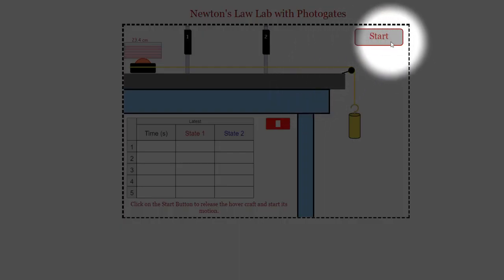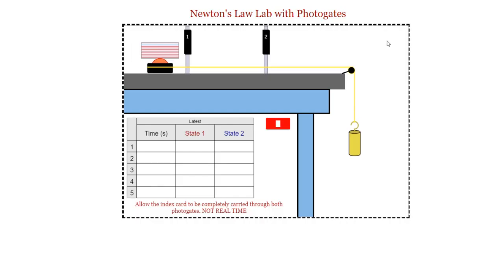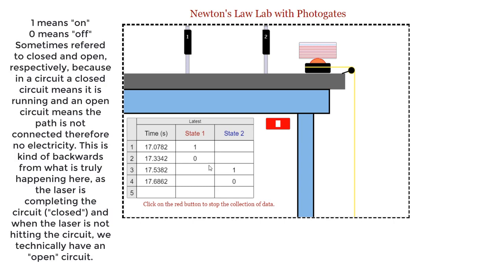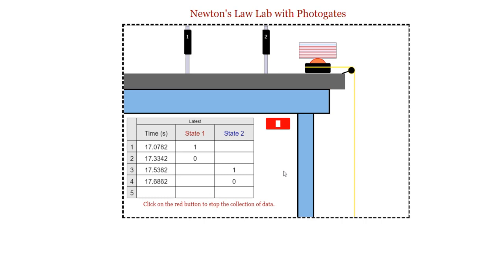Now you're going to press start, and when you do that, you're going to notice how the puck moves across and how the hanging mass goes down. Now when this happens, you'll notice that we get several times here. When it was going through the first photo gate, you had the time where it entered, which they call state 1, where it's basically closed. And then state 2, the second thing, you have what they call 0, which is basically it's open again. So you've now got the laser reconnected. So this is the amount of time that index card was in that photo gate. And the same thing for photo gate 2. We have the time.